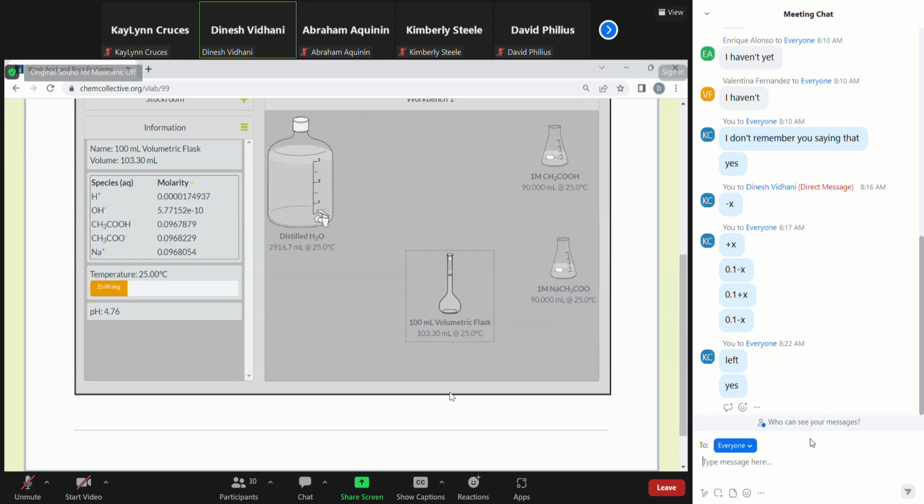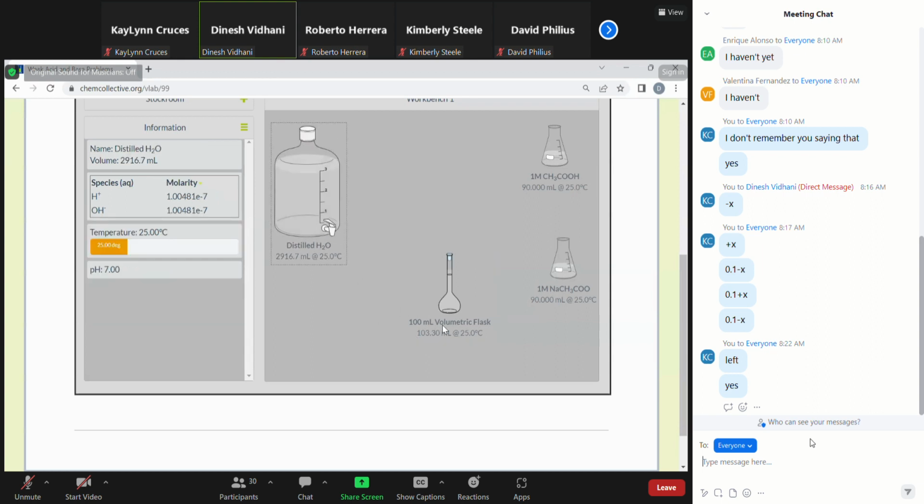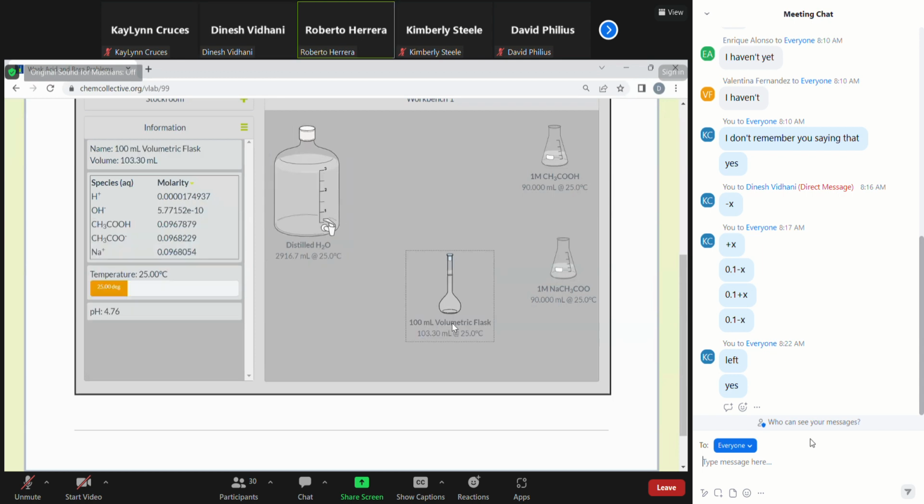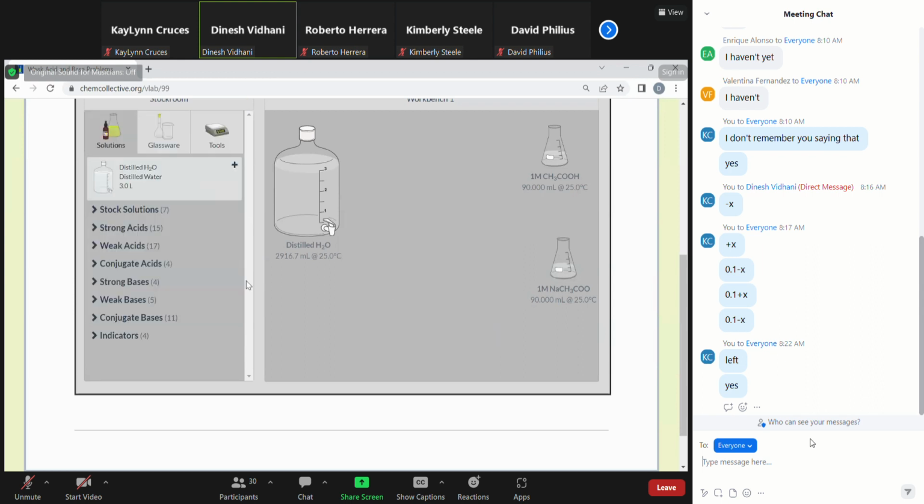Oh, what just happened? It got 10 extra ml of water. No, it's not 10, I added 3.3 more. Why did it add 3.3 more? You had 20 ml and you added 80. I don't know why, it shows 103, but you saw that, right? Okay, let me do it one more time.